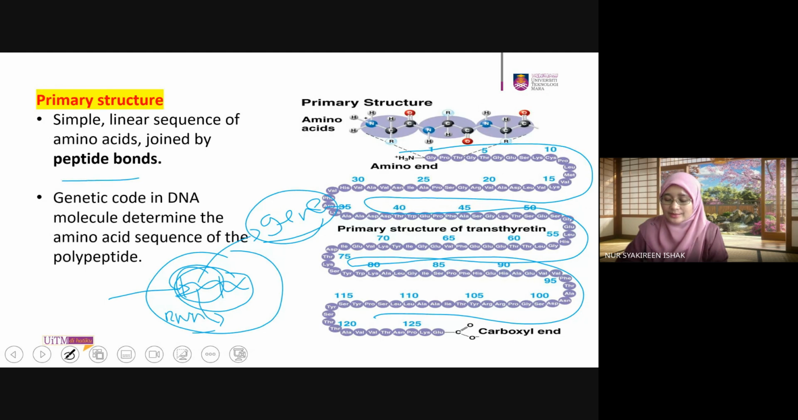RNA is single stranded, and from that information, it will synthesize the specific protein. This synthesized protein can be an enzyme, it can be a hormone, it can be other different types of protein that the cell requires. Okay.